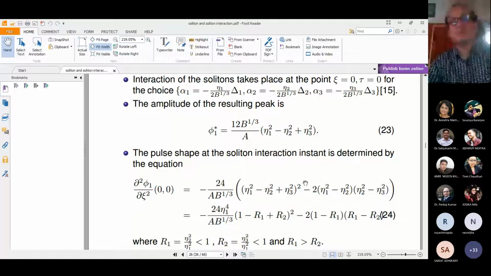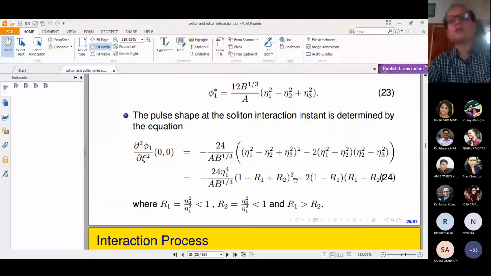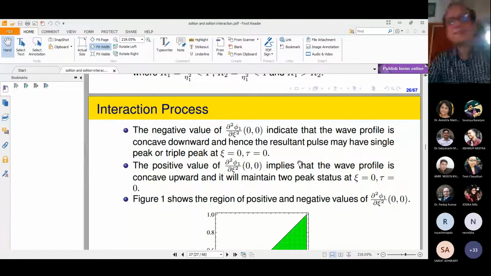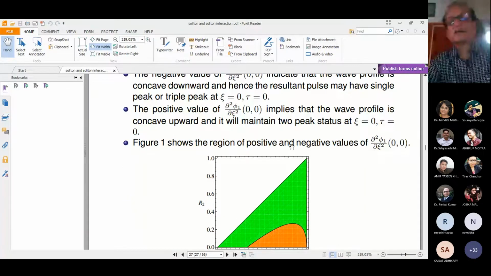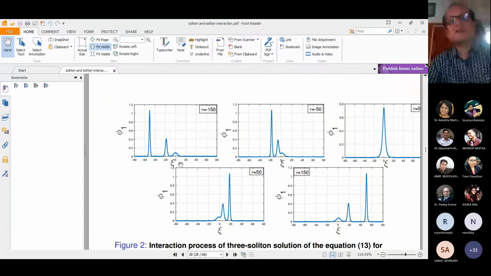How have we done it? First, we observed the peaks: after collision, whether the wave will get a single peak or not, whether they will get a double peak or not. It is done by simple calculation, and we have found the restrictions under which single peaks occur or not.